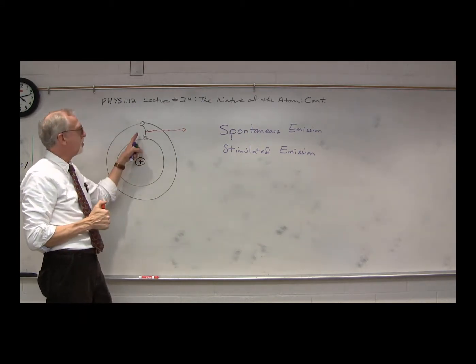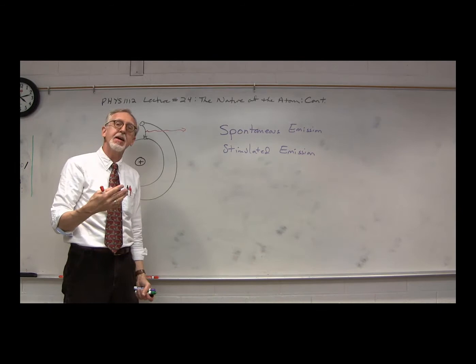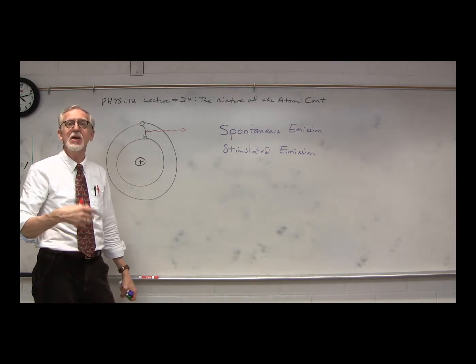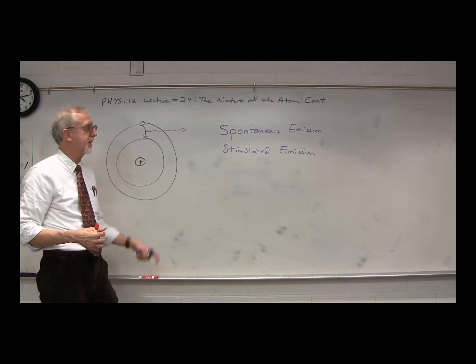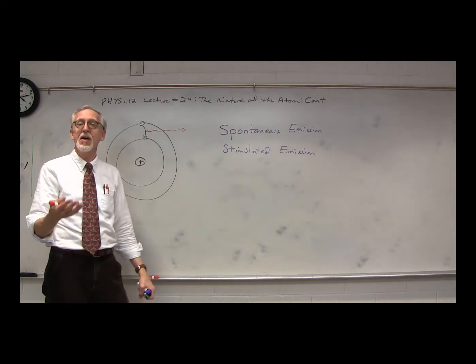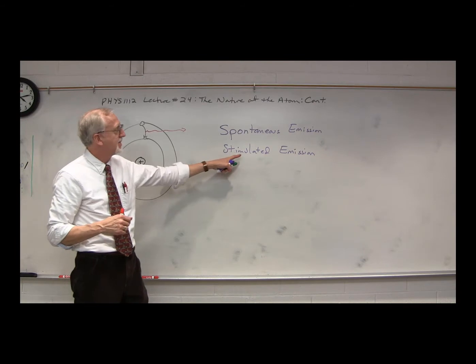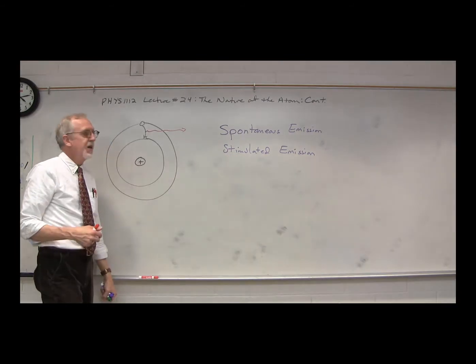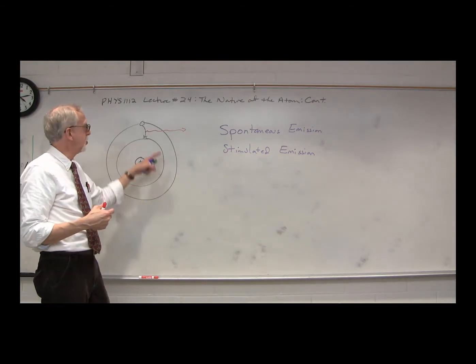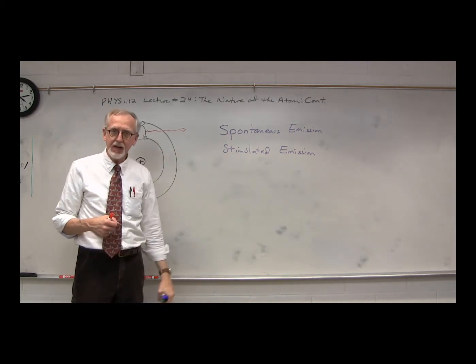Now, we can't be sure when that will happen, but by understanding the structure of the atom, we can determine some probabilities. We can say what the probability is that the electron might drop down. But there's another method, and that's called stimulated emission. Now, what might cause an electron to emit by stimulated emission?